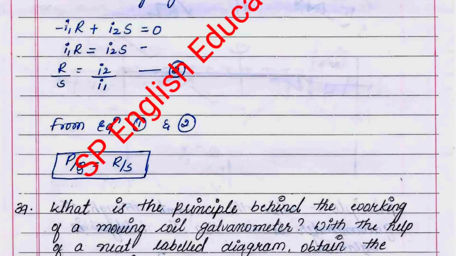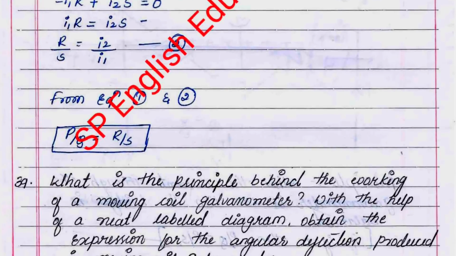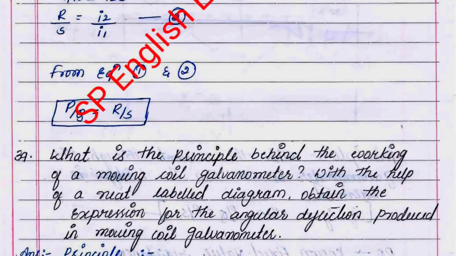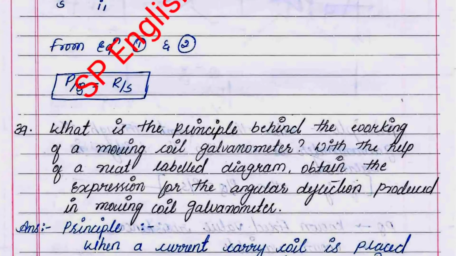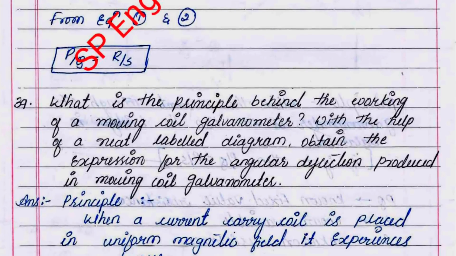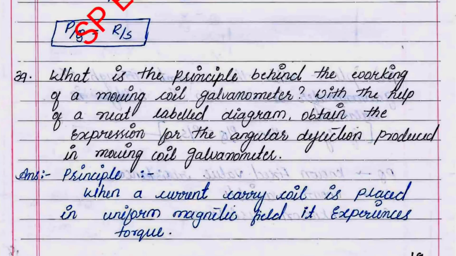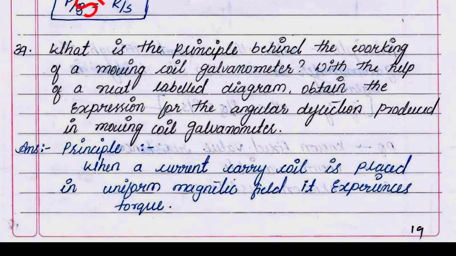What is the principle behind the working of a moving coil galvanometer? With the help of a neat labelled diagram, obtain the expression for the angular deflection produced in a moving coil galvanometer, and the answer is below.